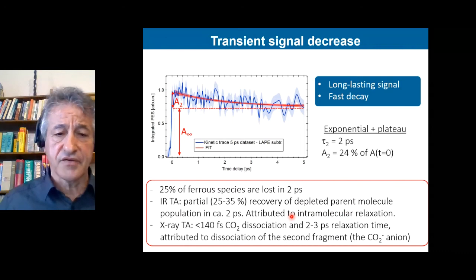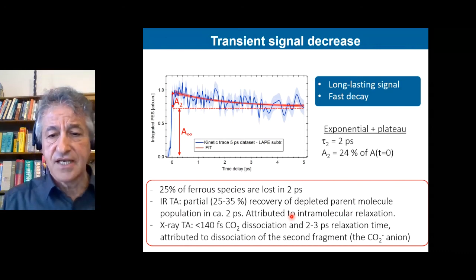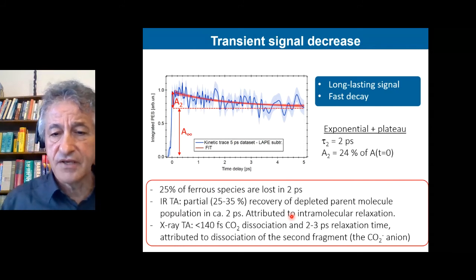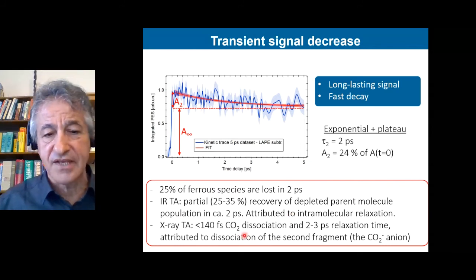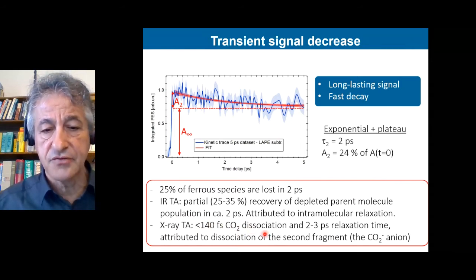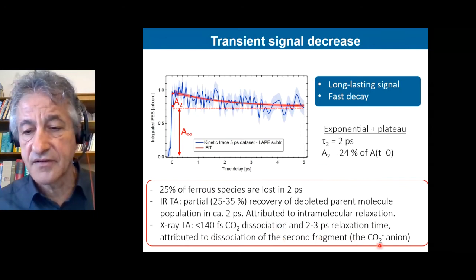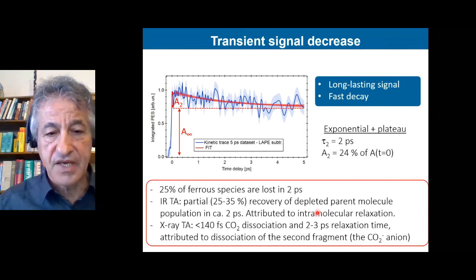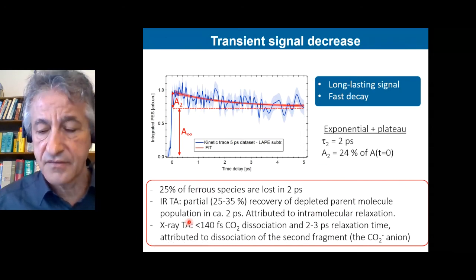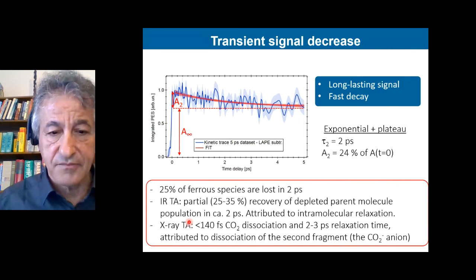That would imply that you have a sub-30 femtosecond channel and a 2 picosecond channel competing with it, which amounts to 25%. It doesn't make sense. There was also X-ray transient absorption spectroscopy at the iron K-edge that concluded that the CO2 dissociation takes place in less than 140 femtoseconds. And they also reported a 2 to 3 picosecond relaxation time, which they attributed to the splitting off of the second anion, which also doesn't make sense with the infrared work, because there they could really pinpoint the CO2 anion time scale, and that takes about 1 nanosecond.